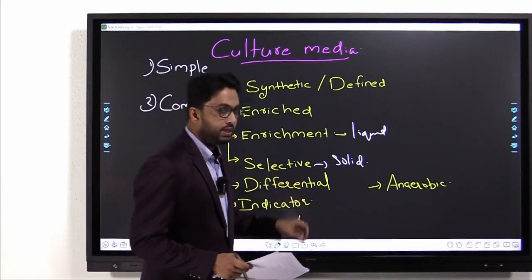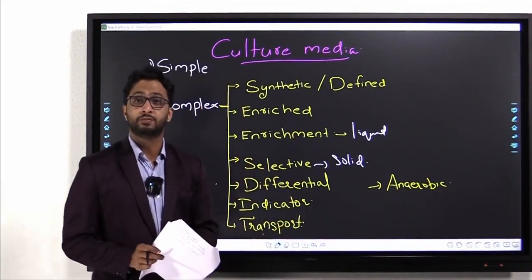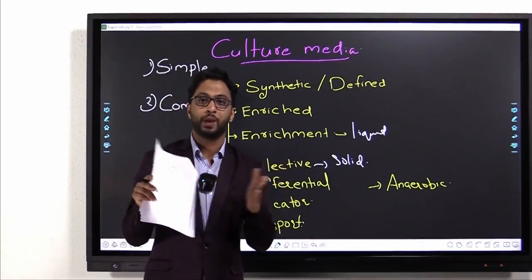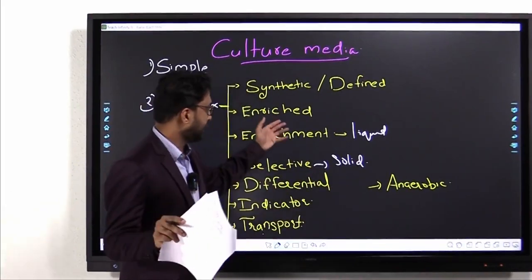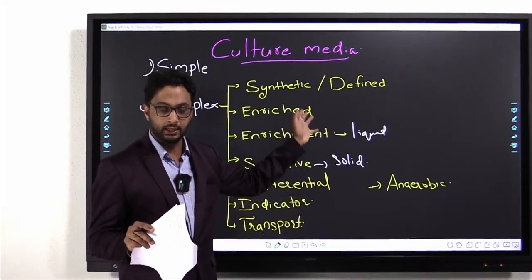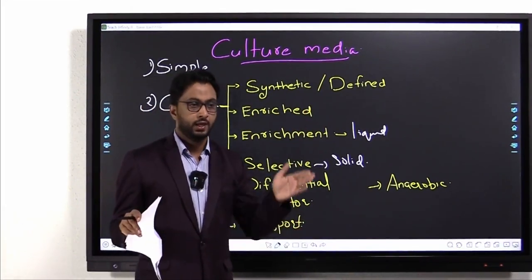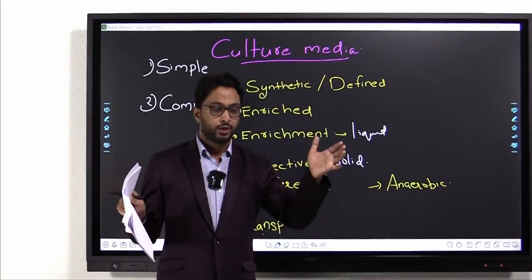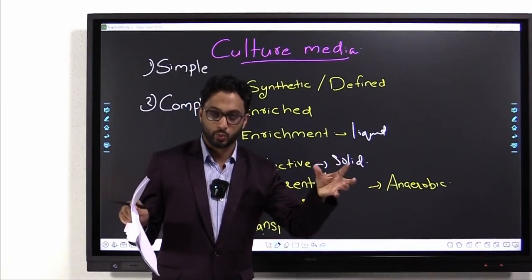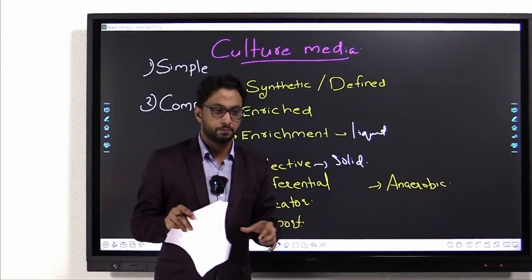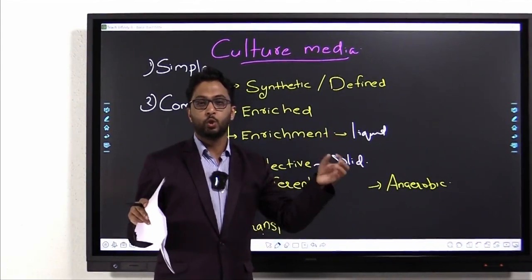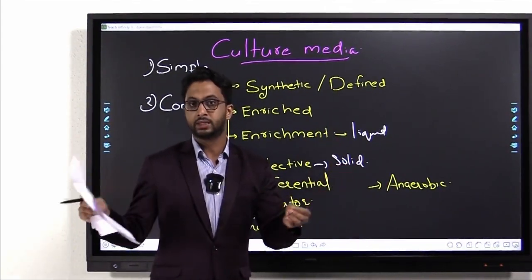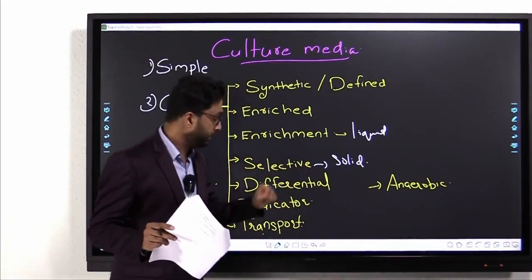Now, differential media is very typical. It allows the differentiation of two bacteria. The other ones are where you want to grow a particular bacteria, that's it. Here it differentiates lactose fermenters from non-fermenters. In the same type of bacteria, one group ferments lactose and the other doesn't. So that's what differential media is.